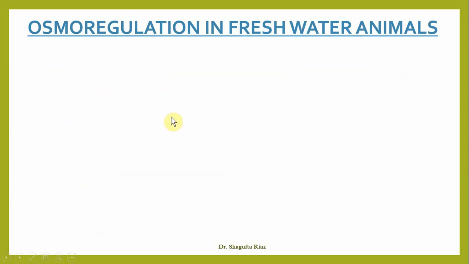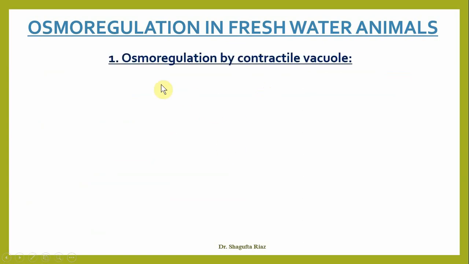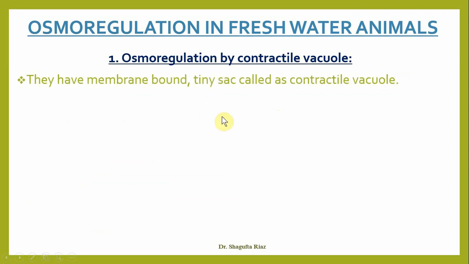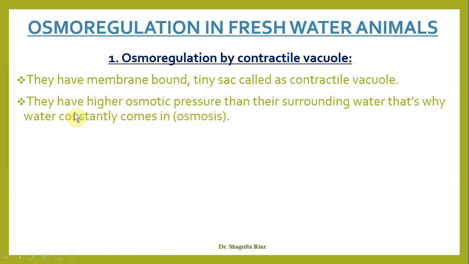Now, osmoregulation in aquatic animals which live in water. So first we will discuss the freshwater animals. They osmoregulate their bodies by contractile vacuole, and contractile vacuole is present in unicellular organisms like amoeba and paramecium. It is a membrane-bound tiny sac, and we know that the body of amoeba or paramecium has higher osmotic pressure than their surrounding water. They live in water. Their bodies have higher osmotic pressure than their surrounding water.